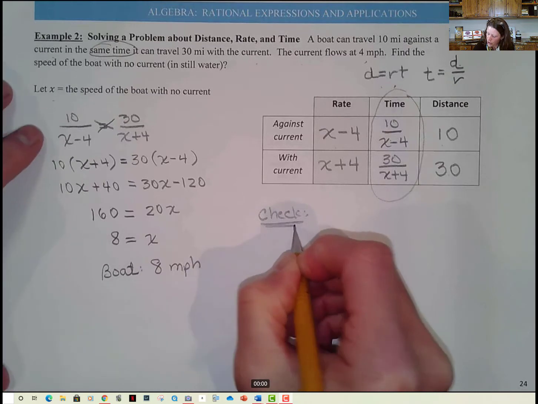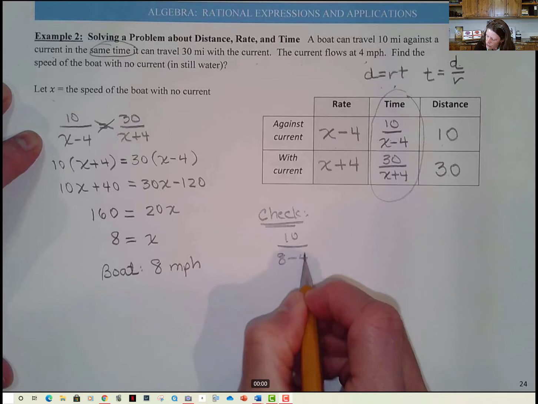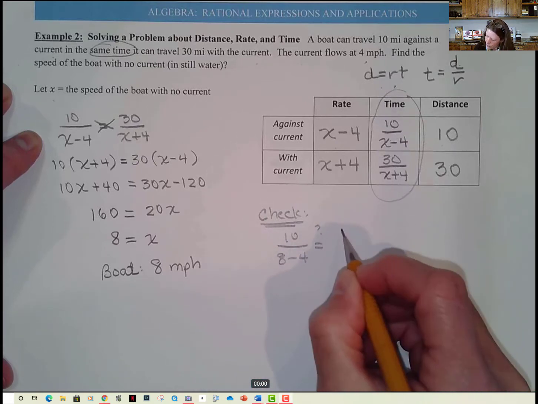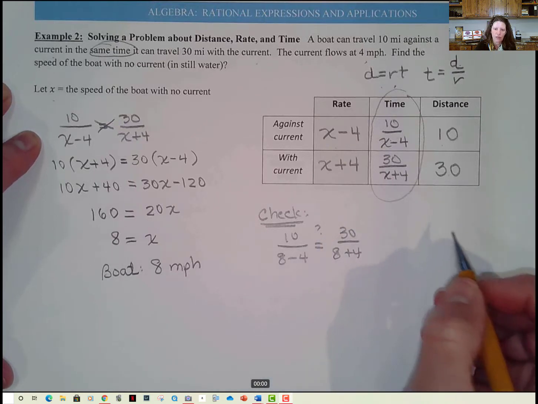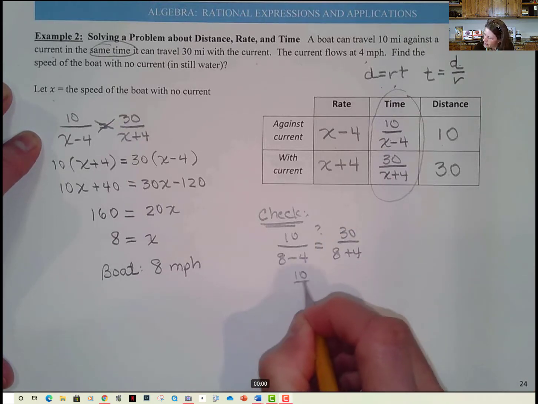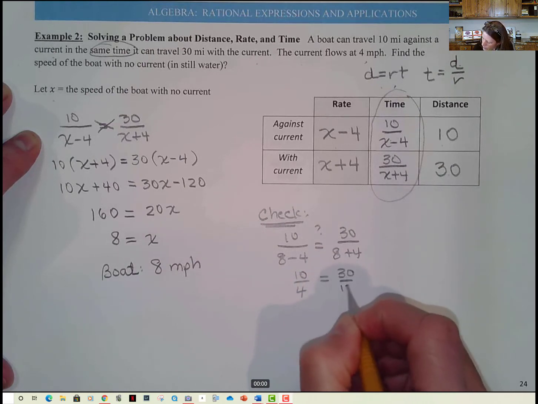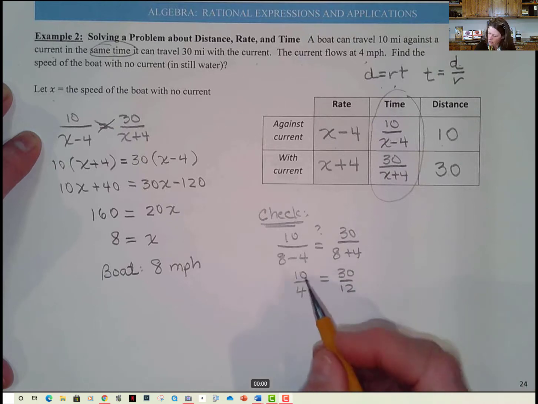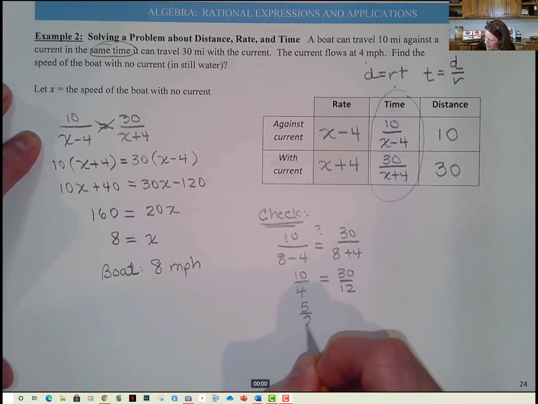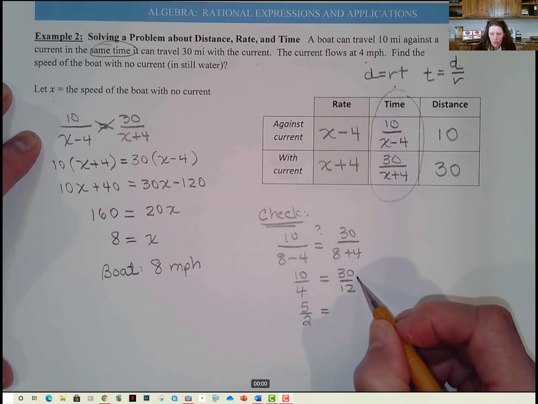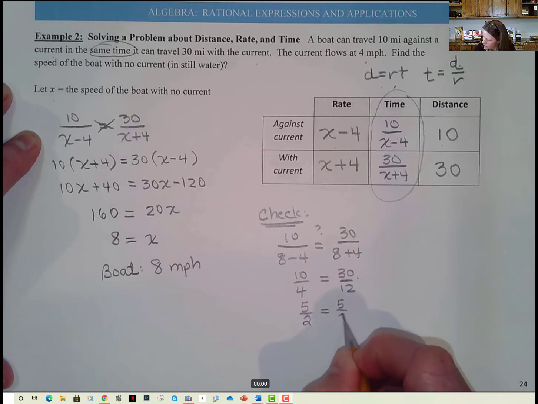In our original equation, is 10 divided by 8 minus 4 really equal to 30 divided by 8 plus 4? Are these times truly equal? That is, is 10 fourths equal to 30 twelfths? Reducing, dividing the left top and bottom by 2 gives 5 halves. On the right, there's a common factor of 6. Dividing that out also gives 5 halves.